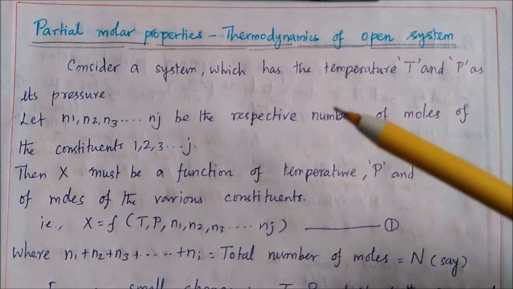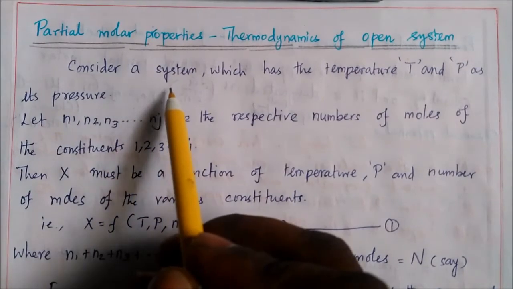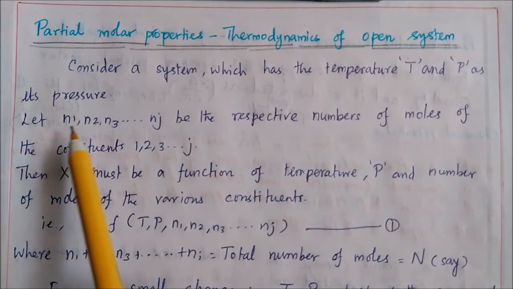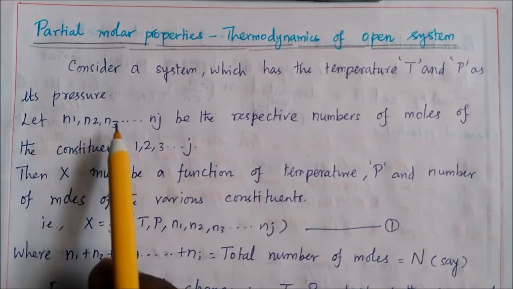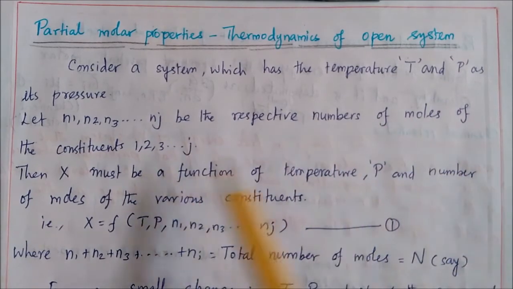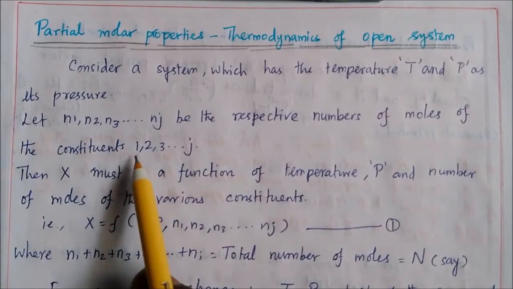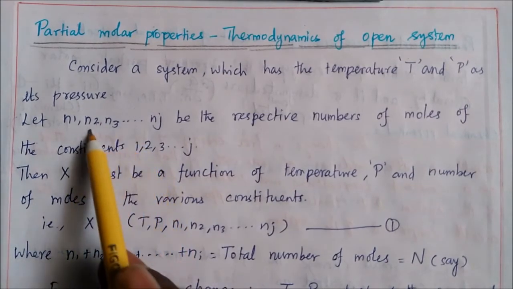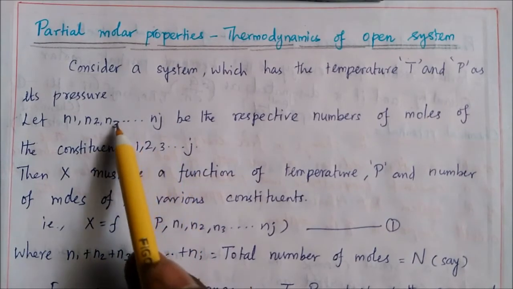So we will clearly understand the concept when we look at the derivation. Consider a system which has temperature T and pressure P, and that system consists of any number of chemicals, present in different numbers. Let N1, N2, N3 and so on, Nj be the respective numbers of moles of the various constituents 1, 2 and 3. If it is a binary system, then there will be only 1 and 2, the first chemical and second chemical, and the number of moles of the first chemical will be termed N1, and the number of moles of the second chemical will be N2. If there are more than 2 chemicals, 3 or 4, then the numbers of the third and fourth will be termed N3, N4 and so on.